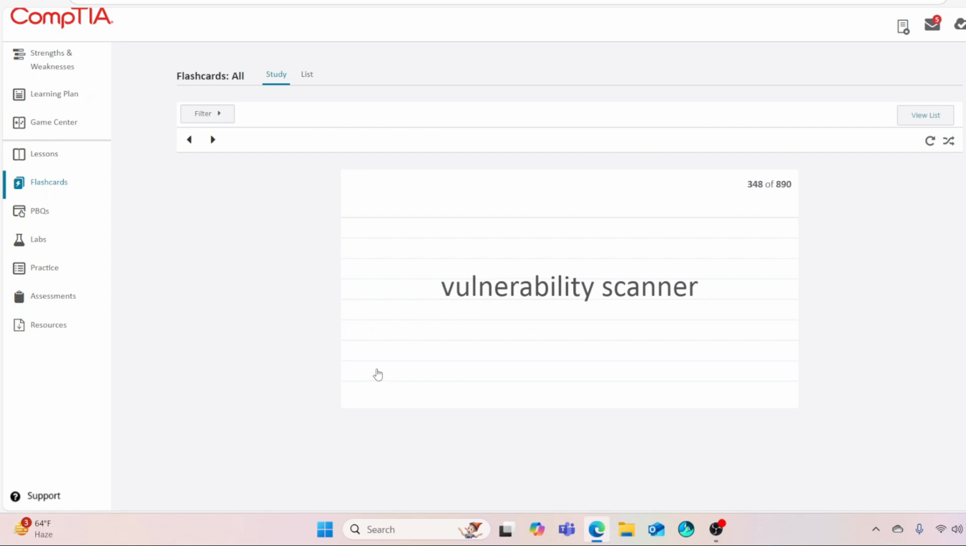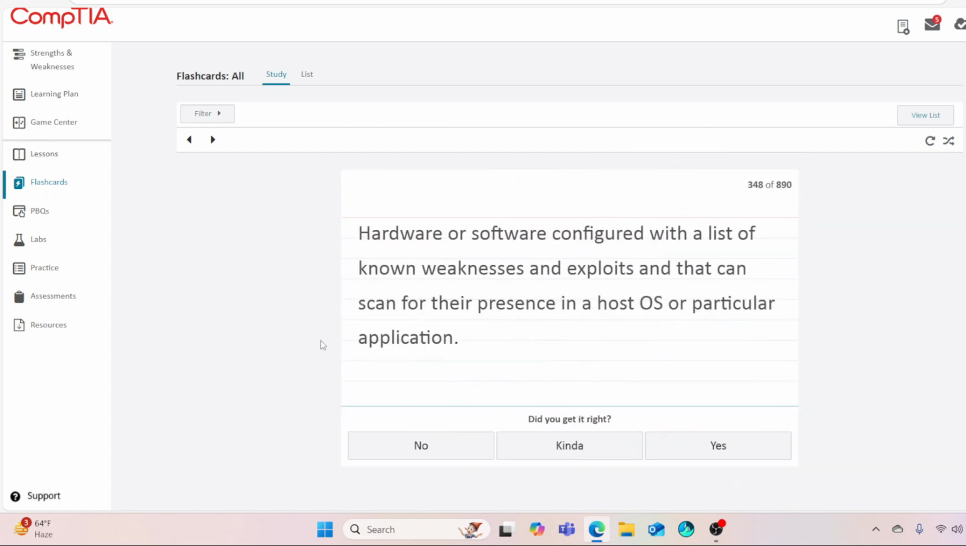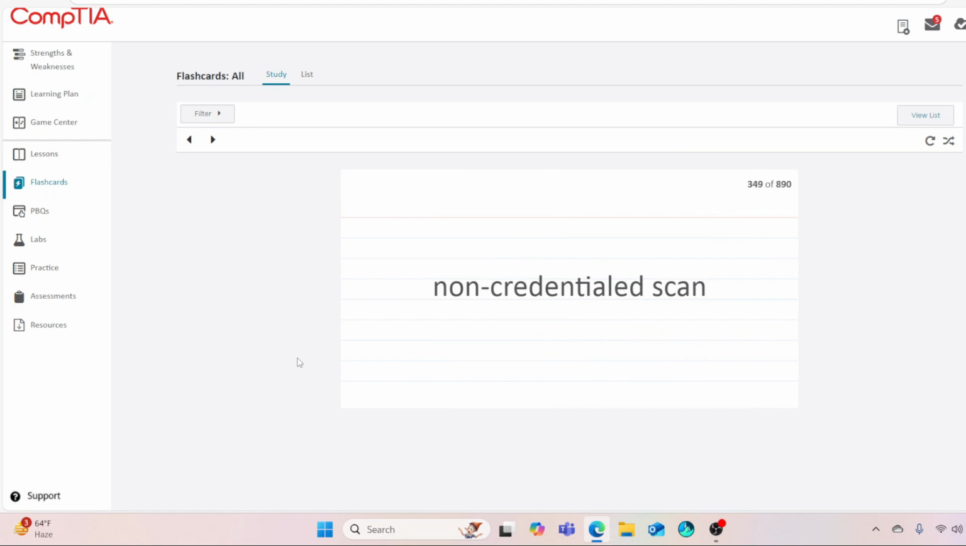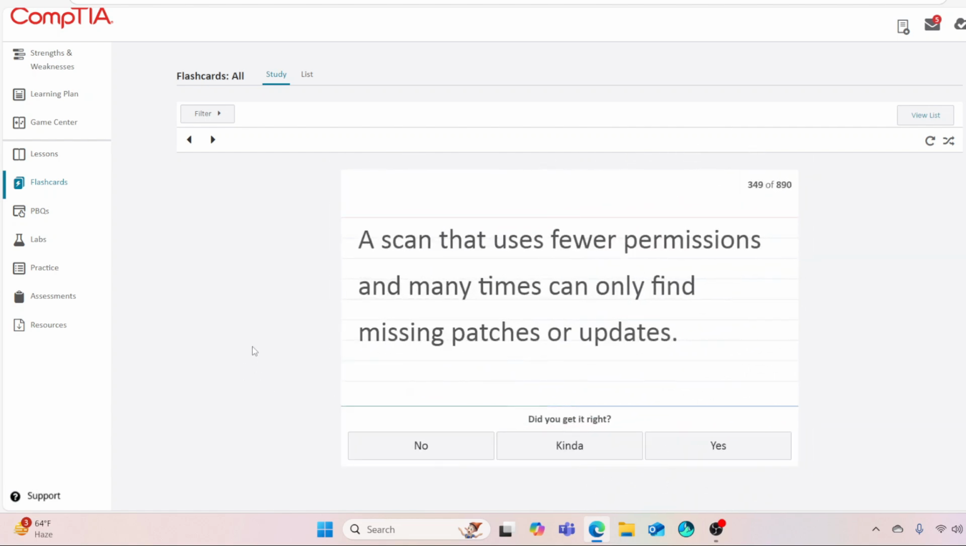Vulnerability scanner. Hardware or software configured with a list of known weaknesses and exploits and that can scan for their presence in a host operating system or particular application. Non-credentialed scan. A scan that uses fewer permissions and many times can only find missing patches or updates.